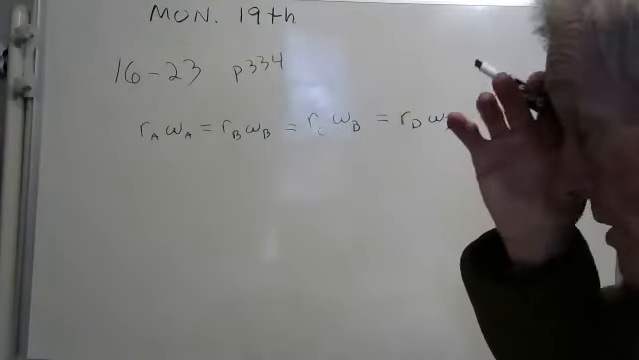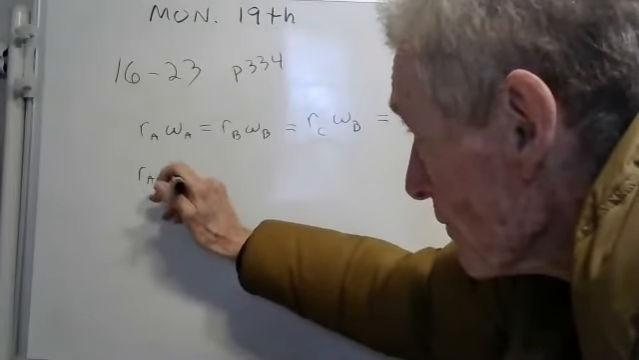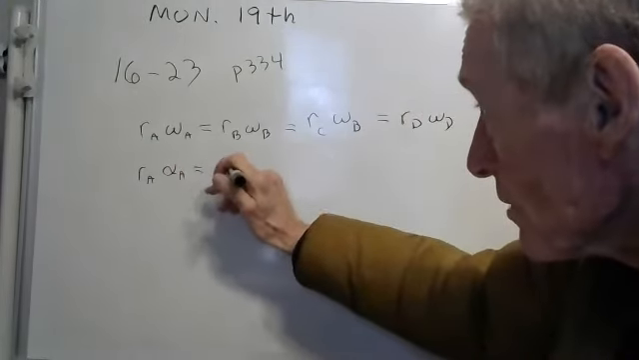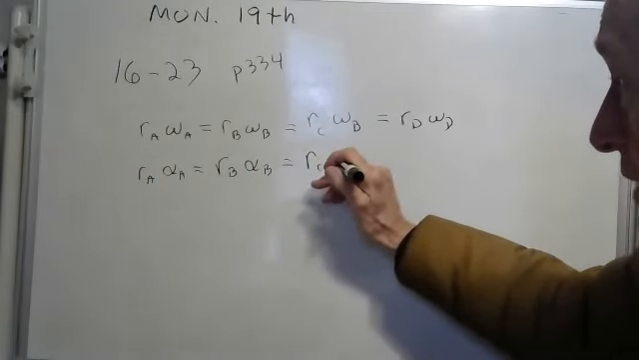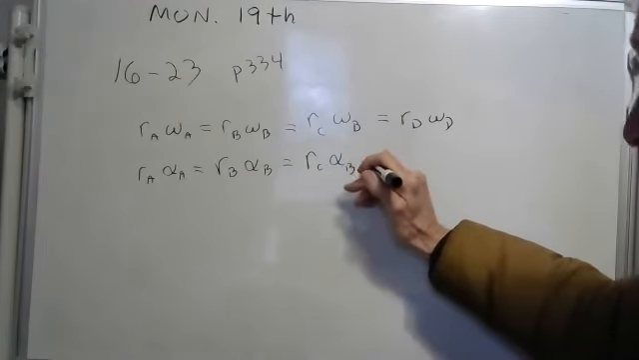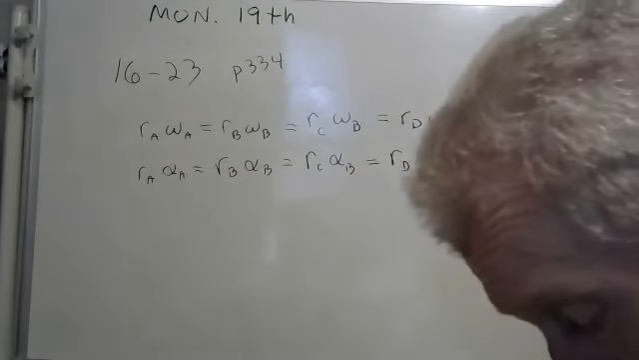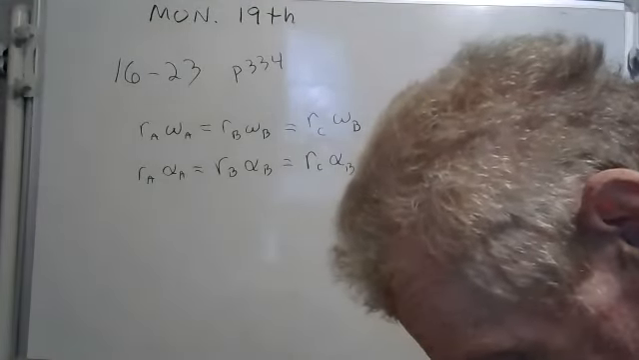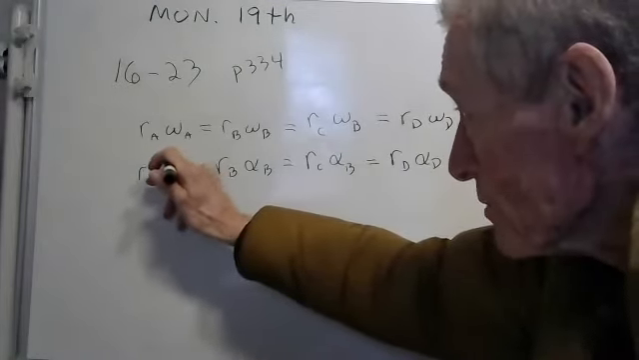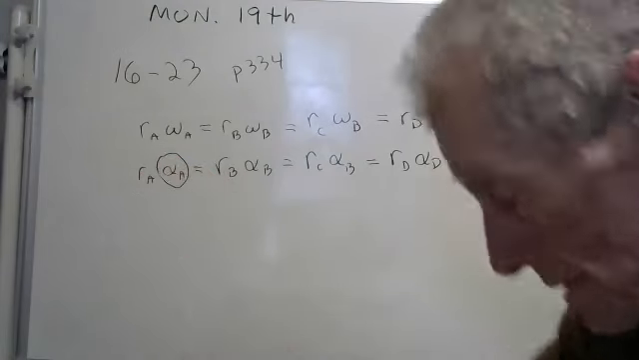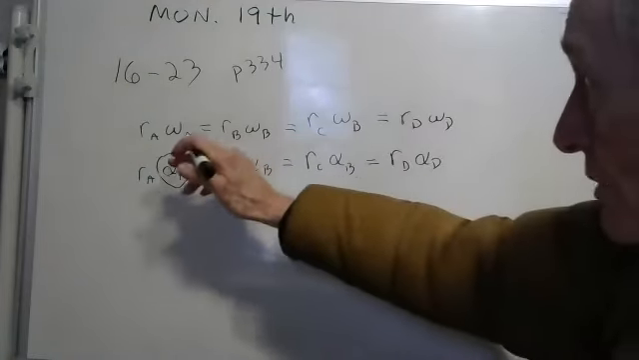Well, it's the same stuff, guys. R_A alpha_A should equal R_B alpha_B equals R_C alpha_B equals R_D alpha_D. Now let's circle the stuff we know. They give us alpha of A. Let me circle that. What does it mean in my class when you circle something? And the angular velocity, they give you that.